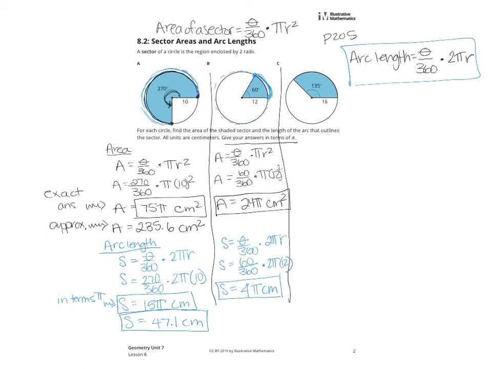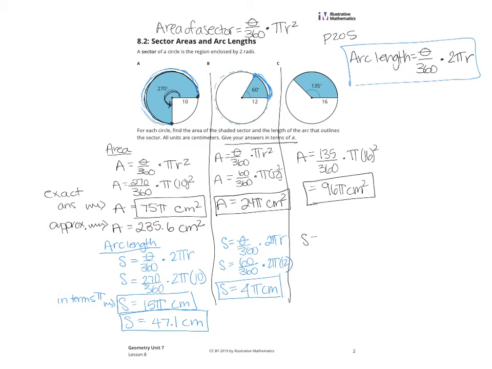At this point, if you want to pause the video and try it on your own and see if you get the same answer. So here we go. Area equals my theta, which is 135 divided by 360 times my pi times my radius squared. Again, I put 135 times 16 squared divided by 360 into my calculator, and I get 96 pi centimeters squared.